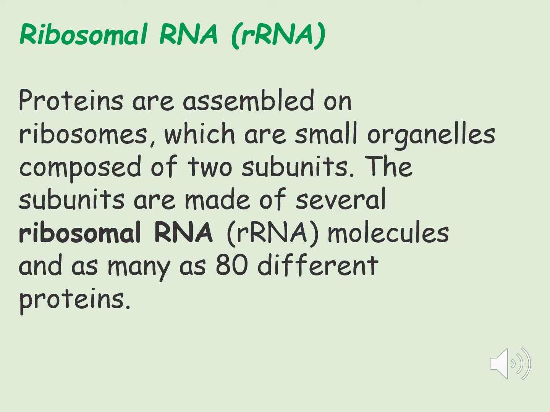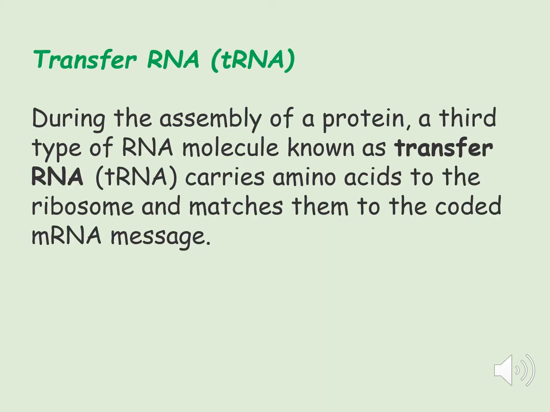Proteins are assembled on ribosomes, which are small organelles composed of 2 subunits. The subunits are made of several ribosomal RNA molecules and as many as 80 different proteins. During the assembly of a protein, a 3rd type of RNA molecule known as transfer RNA carries amino acids to the ribosome and matches them to the coded mRNA message.